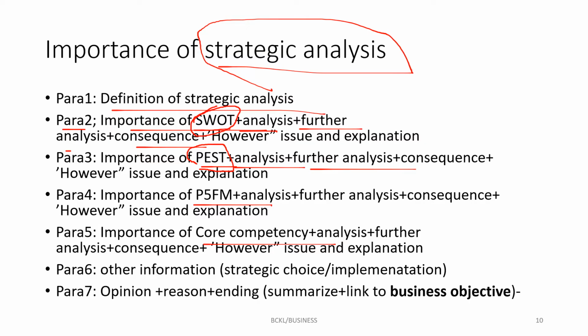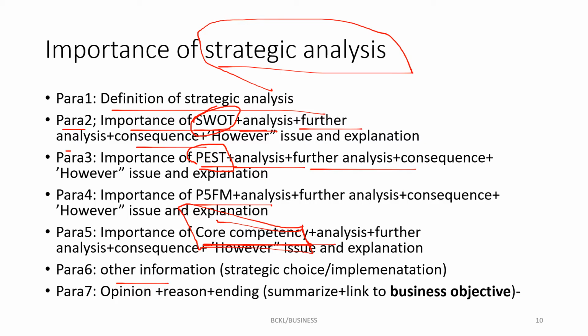And same for Porter's five forces analysis models. So again, no need to go into much more details about bargaining power of suppliers and all. So all you have to do is you take one and then you explain. Then the importance of core competence. How is it important? What the business has, which differentiates itself from others. Okay. So again, the analysis, further analysis and consequence.